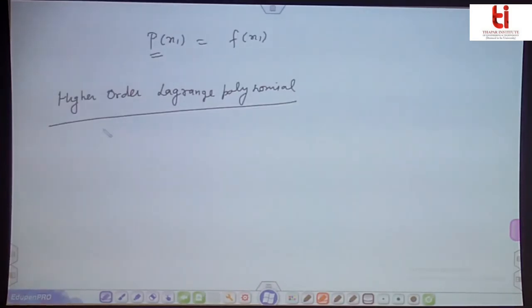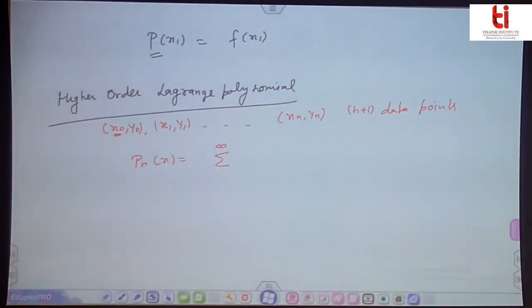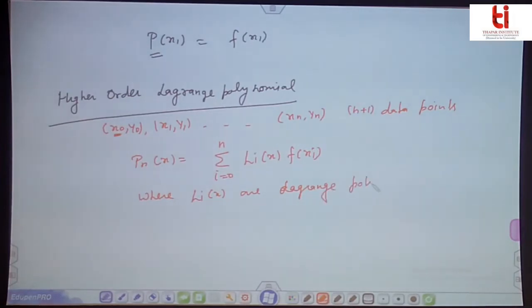Okay, now we are discussing, suppose the data points are given to you, x0, y0, x1, y1, up to xn, yn. Then for the interpolating polynomial of degree n, there are n plus 1 data points available, because we are starting with x0. So maximum n degree polynomial is possible. Lower degree is also possible. So Pn of x can be written as summation i equal to 0 to n Lix f of xi, where Lix are Lagrange polynomials. Okay.